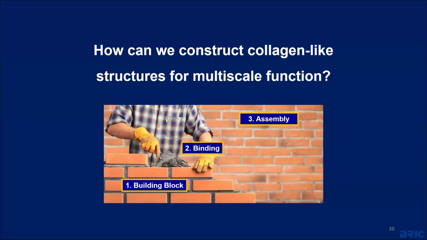So we started this project with this question. How can we construct collagen-like structures for multi-scale functions? Like I said, in nature, the building block is the first part, and the second important parameter is strong binding. And the third, the assembly, is the key for the multi-scale functions.